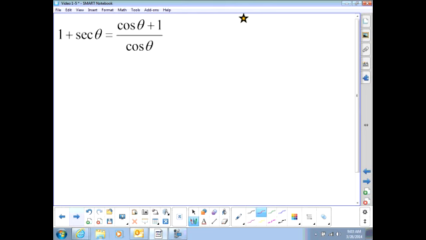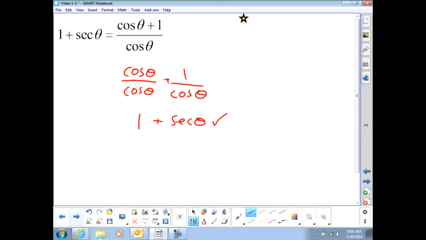Next, we've got 1 plus secant theta equals cos theta plus 1 over cos theta. You can work with either side. Remember, sometimes it's easier to work with the side that has more stuff. So we're going to work with the right side for this one. What we're going to do is rewrite this as cos theta over cos theta plus 1 over cos theta. Well, cos theta over cos theta is 1. A 1 over cos is just a secant theta, and that's exactly what we wanted.